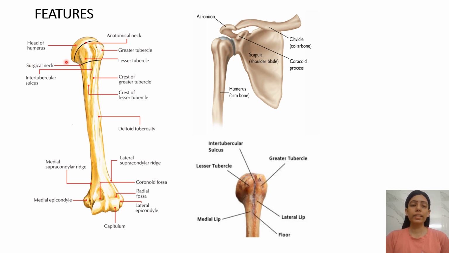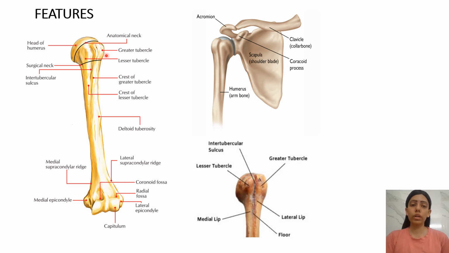Now, the line separating the head from the upper end is known as the anatomical neck, whereas the line or neck separating the upper end from the shaft is known as the surgical neck, and just 0.5 centimeter above the surgical neck there is the morphological neck. Then here is the greater tubercle and this is the lesser tubercle.